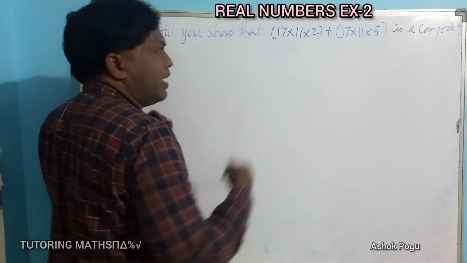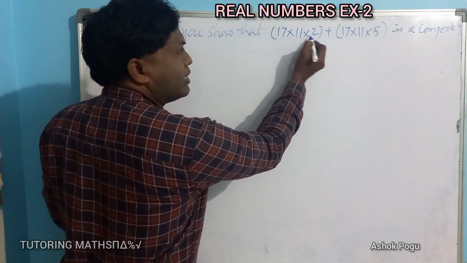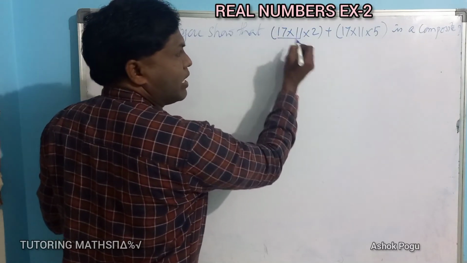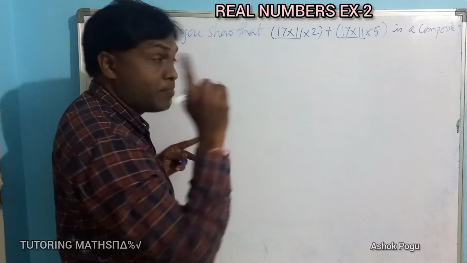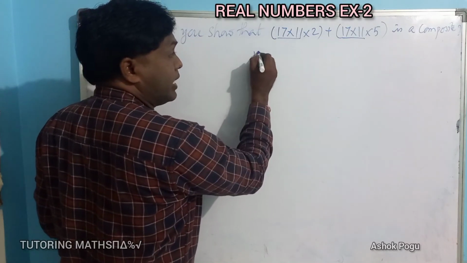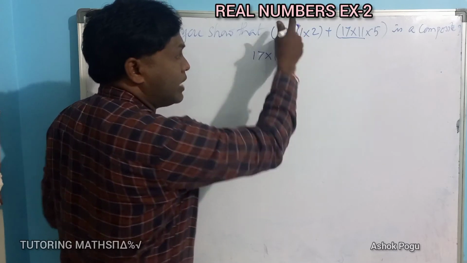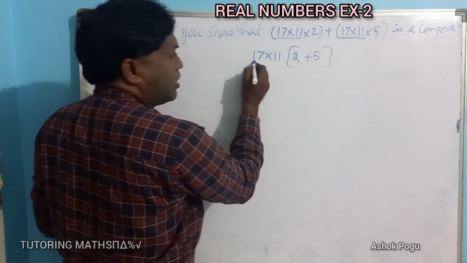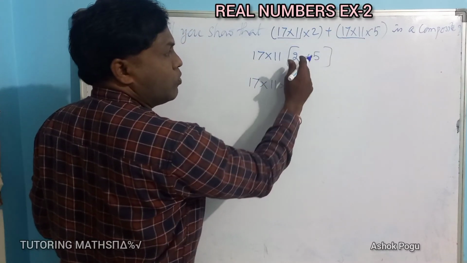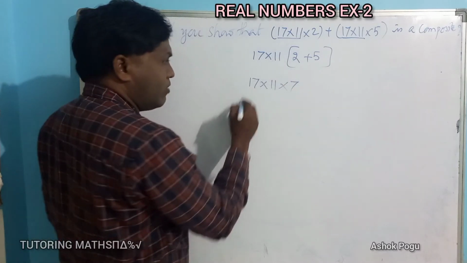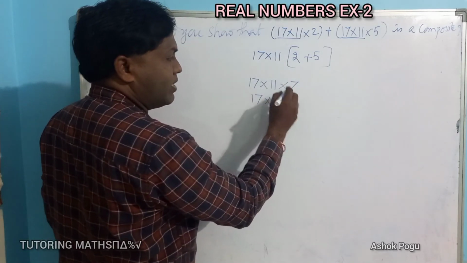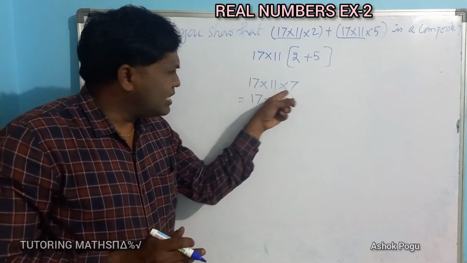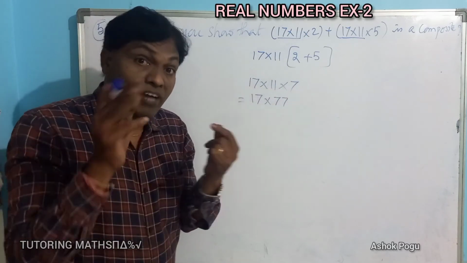Yes, let us see. And here 17 into 11 into 2, 17 into 11 into 5, 17 into 11 and 17 into 11. Two numbers are common factors. So you take 17 into 11 as common factors, 2 is left plus 5 is left. Now this is 17 into 11 into 2 plus 5 is 7, and finally we have 17 into 77, 11 7s are 77. It means even in this step 17 into 11 into 7, we have three factors.